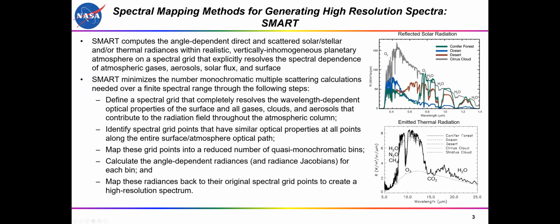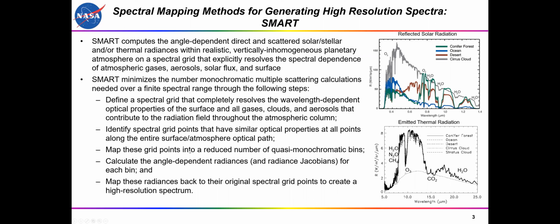So we basically define a spectral grid that fully resolves the wavelength dependent optical properties of everything that's interacting with radiation. That includes gases in the atmosphere, clouds and aerosols. It includes an active surface as well. We then run through that highly defined grid of spectral information that we've generated, maybe on 75 or 100 atmospheric layers, and we say which grid points have similar optical properties at all points along the optical path between the top of the atmosphere, the surface, and back to the top of the atmosphere again, for example, for top of the atmosphere calculations. We bin those grid points into a smaller number of spectral bins.